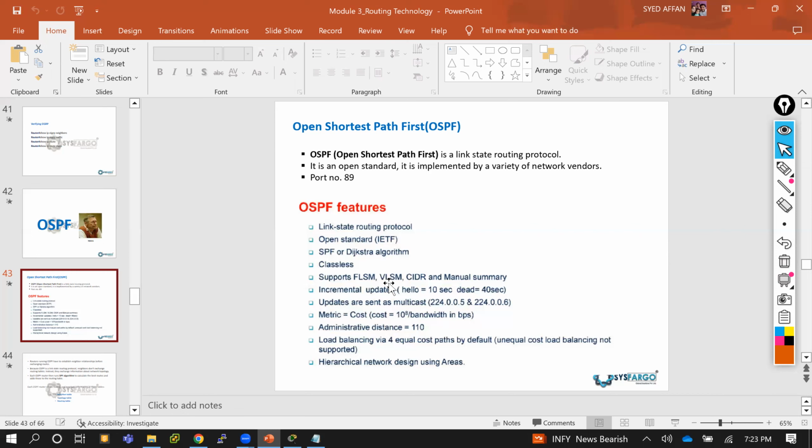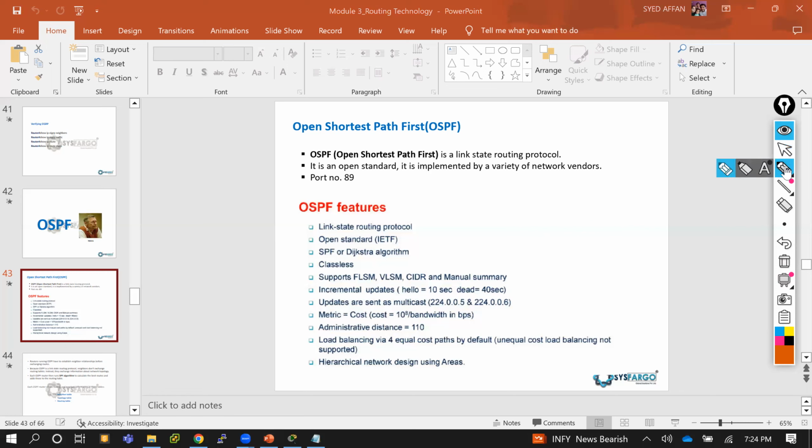See, that is the next point we have. It supports FLSM, VLSM, CIDR, manual summary, every type of subnetting in IP addressing, because it's a classless routing protocol. It does incremental updates. The hello timer is 10 seconds, the dead timer is 40 seconds, and it always does incremental updates. What does incremental update mean?